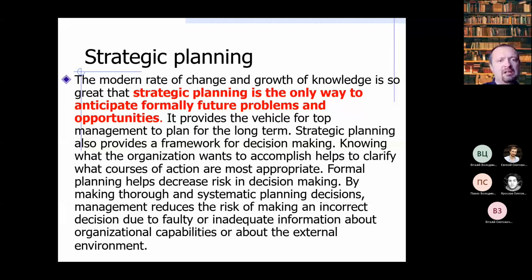And strategic planning is the only way to take into account all the problems in the external environment. Today, the most important piece of information to be delivered is that first, to set the mission and the objectives, before setting the mission and the objectives, we have to conduct the analysis of internal and external environment.